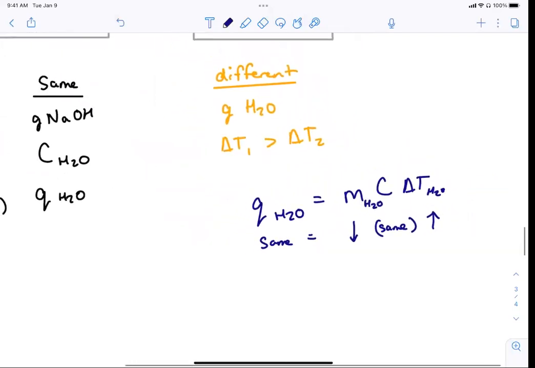Okay. Yes, Marina. So if Q wasn't the same, then that would have changed. Yeah, correct. If Q wasn't the same, you couldn't make that assumption. Exactly. But would it be like that? Like they would give us a different NaOH? Possibly. But they would probably do it.